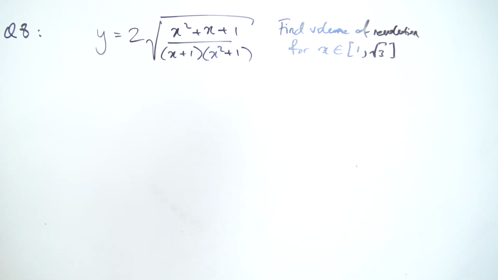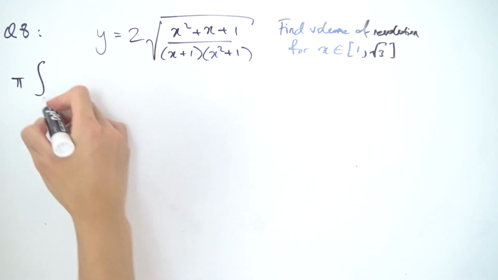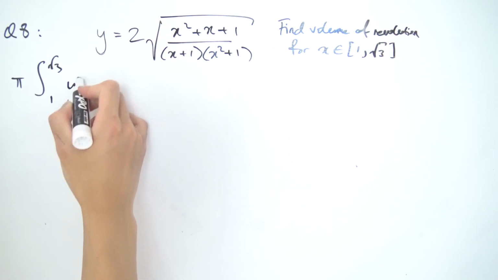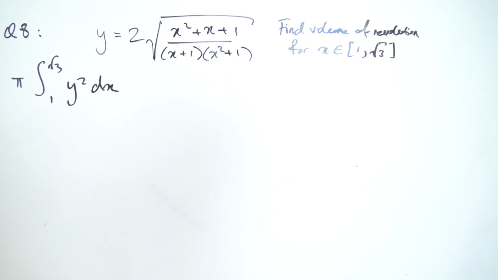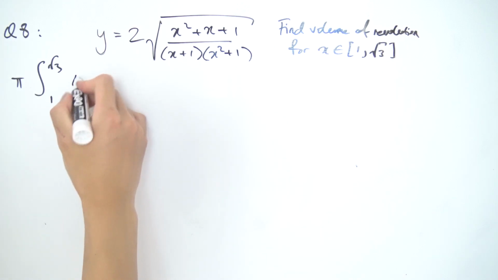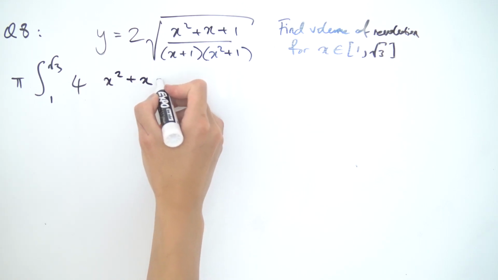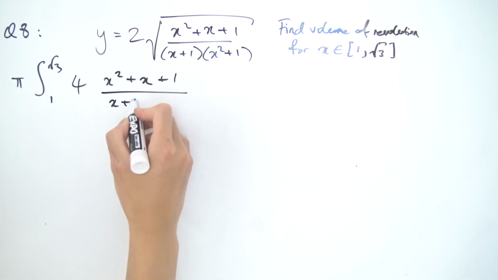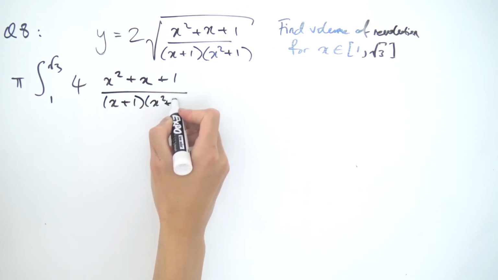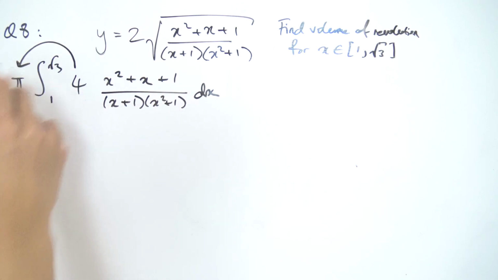And this might seem intimidating at first because we have this big square root, but it's not too bad, because if you look at the volume formula, which is pi integral from these bounds, so 1 to root 3, we have y squared dx. And notice when you square your y, you cancel out these square roots a little bit. So if you plug this in, y squared, well, we have 2 squared, which is 4, and the square root squared, which is just the thing inside, so x squared plus x plus 1 over x plus 1, x squared plus 1 dx. And we can move this 4 out to the front because it's just a constant.